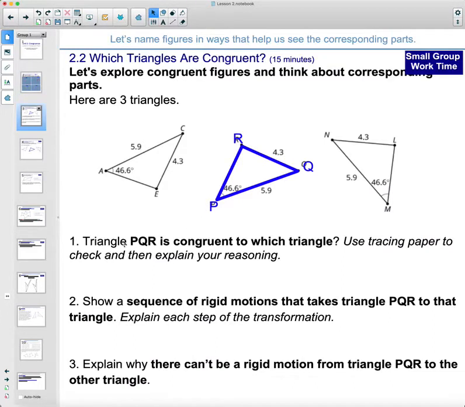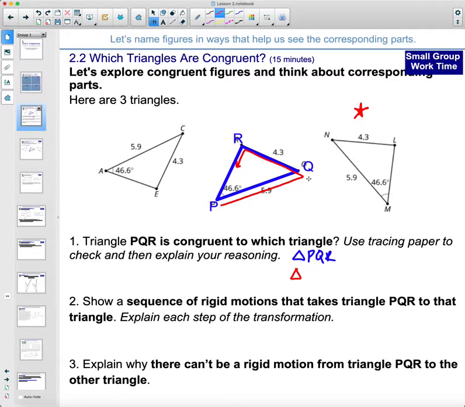Okay, so when you're trying to decide which triangle PQR is congruent to, hopefully through your tracing paper, moving it around, you realized that it's congruent to this one. So we have, and I'm just going to write out, triangle PQR, and then it is congruent to what other triangle? So triangle PQR, okay, that's the order that we wrote it in.